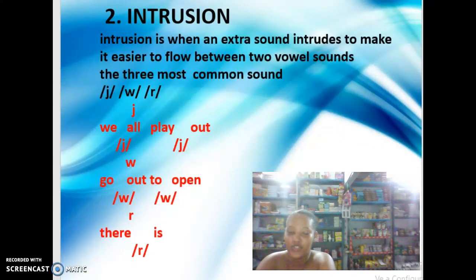2. Intrusion. Intrusion is when an extra sound is inserted to make it easier to flow between two vowel sounds. The three most common sounds are G, W, and R. We all played house. We all played house. There it's 1 G, 2 W, 3 R.